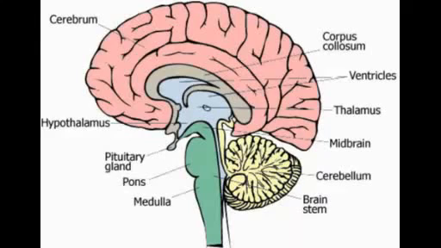So this blue area, as you see, is your diencephalon, what we spoke about before, and consists of the hypothalamus, thalamus, and epithalamus. And during the development, from that area just appears the pituitary gland. This is your hypophysis. Okay.